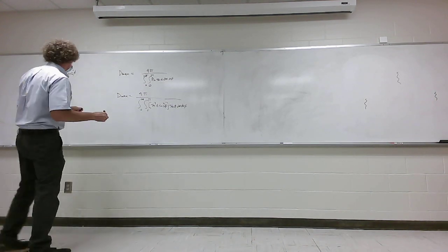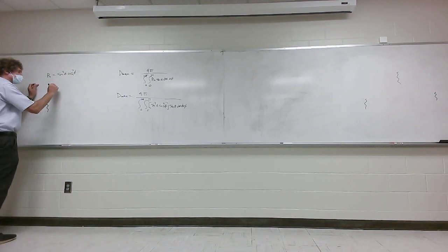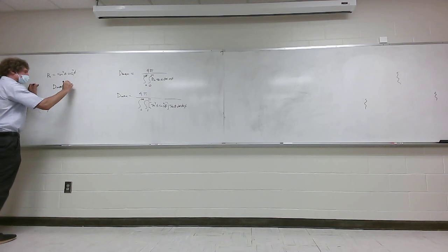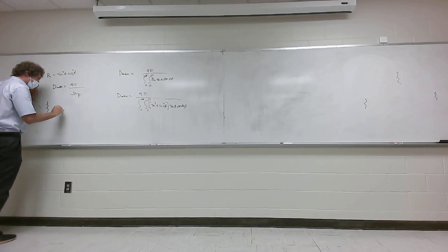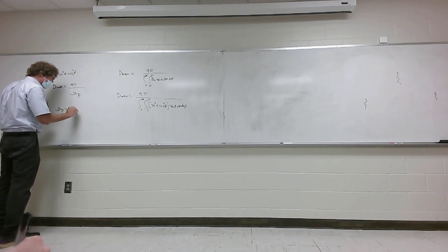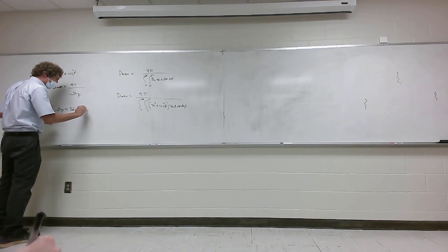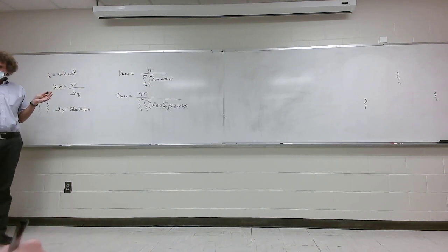So when we do this in Dr. Moore's book, normally he puts D max as equal to 4 pi over omega sub p. Omega sub p is termed the solid angle. You don't have to worry about that. This is in steradians.